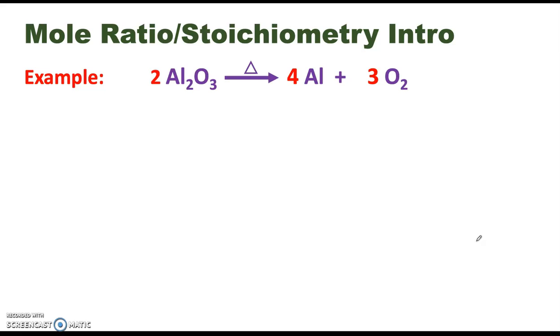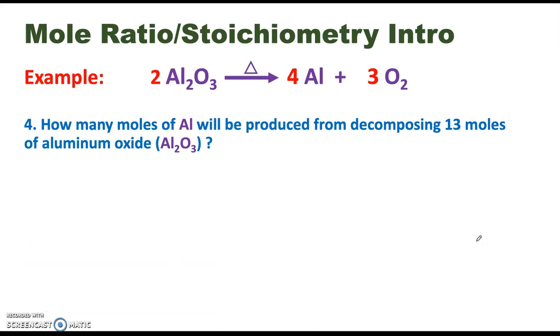So I'm going to move on here. We're going to do one more problem for this video. It says how many moles of aluminum will be produced from decomposing 13 moles of aluminum oxide. So it's asking how many moles of aluminum. So let's just isolate that, put a question mark there. That's what we're trying to solve, right? How many moles of this are going to be formed if we decompose 13 moles of this?